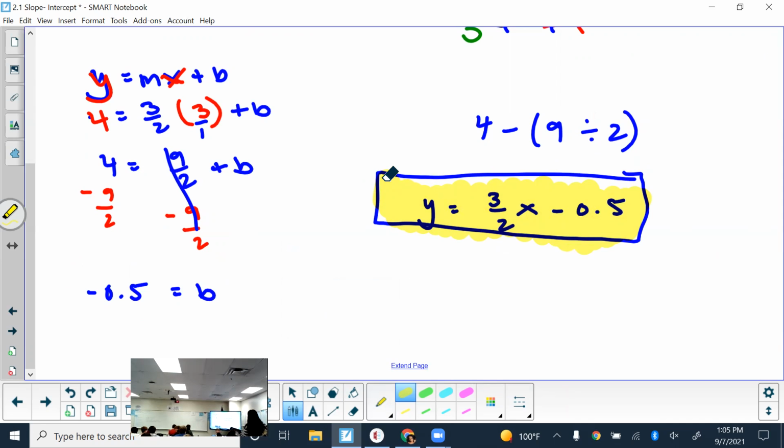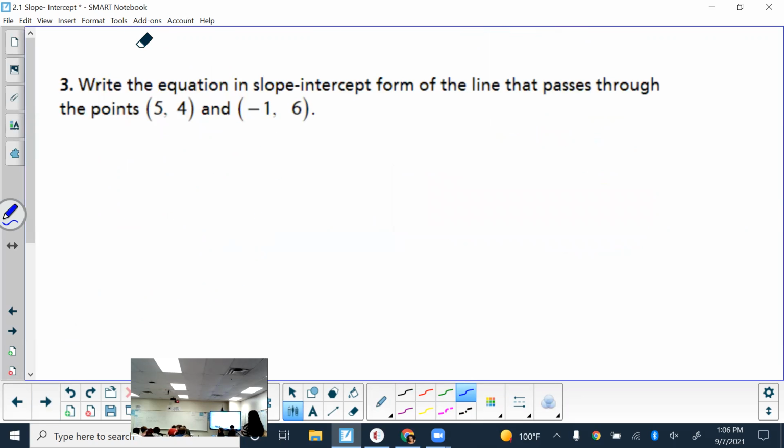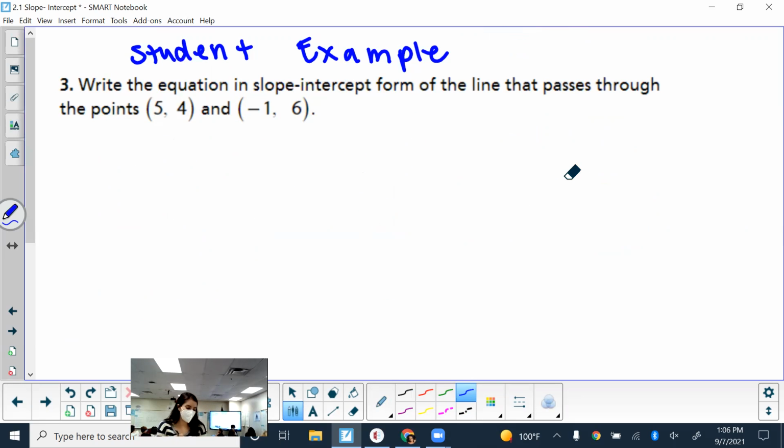Don't pack up yet. My third hour did this, and I made them turn something in for points. So don't do it. Okay. I'm going to give you one to try, and then you can pack up at 109. Understood? All right. So this is your student example. Do not pack up early, or I'll make you turn it in. At 109, you can pack up. Work on this until 109.